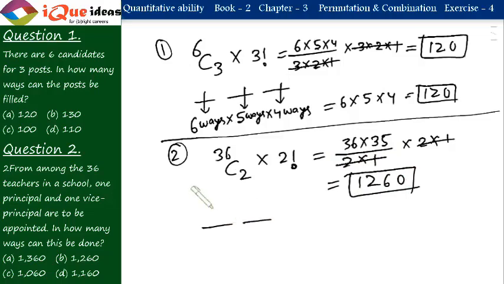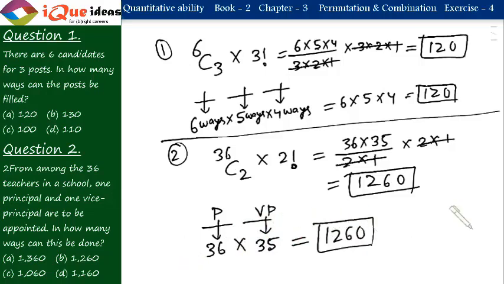Or you can also have done it like this: 2 posts, principal and vice principal. Principal can be filled in how many ways? Because there are 36 teachers, it can be filled in 36 ways. Then the second post of vice principal can be filled in by the remaining people, that is 35. So out of 35, only 1. So 35 ways. So the total number of ways would be 36 into 35, that is 1260. So these are the 2 ways in which these questions could have been done.